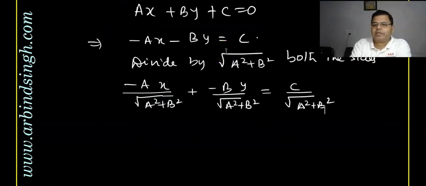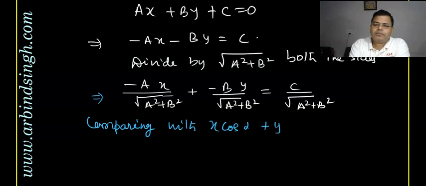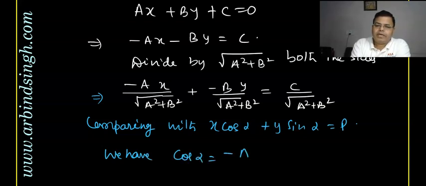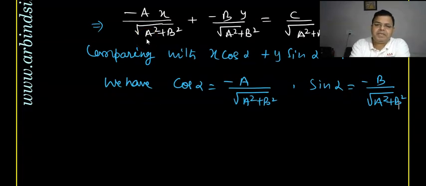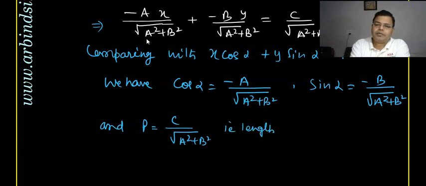Comparing this with x cos alpha plus y sin alpha is equal to p, we have cos alpha is equal to minus a upon under root a square plus b square, and sin alpha is equal to minus b upon under root a square plus b square, and the length of perpendicular from origin to the line, p, is equal to c upon under root a square plus b square, that is the length of perpendicular from origin to the line.